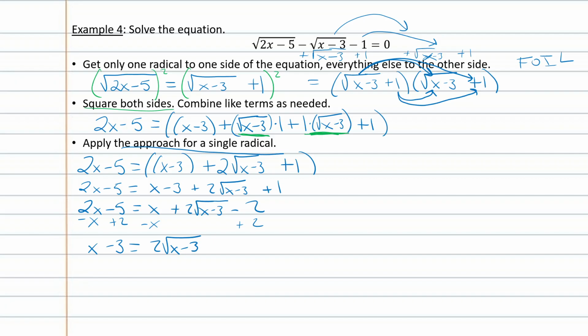Now before I can apply that single radical approach, I really need the radical to be completely by itself, which means I need to get rid of that 2 out front as well. So I'll go ahead and divide by it. Okay, so I'm going to divide by that 2 so that I get x minus 3 over 2 equals the square root of x minus 3. All right, we're getting somewhere.